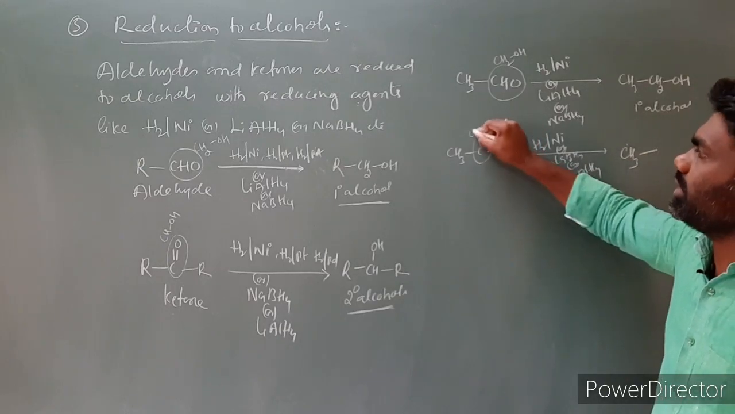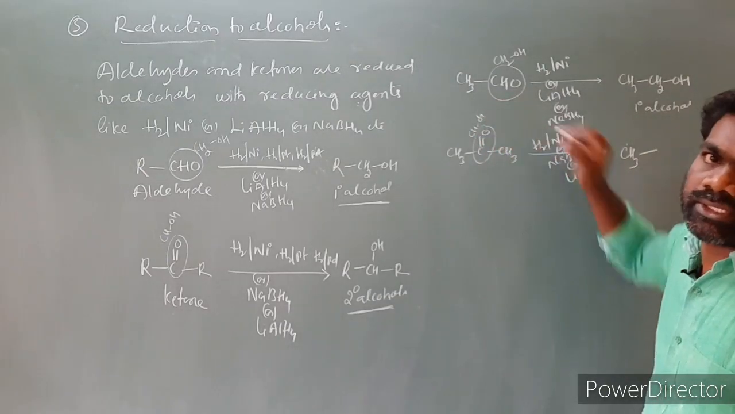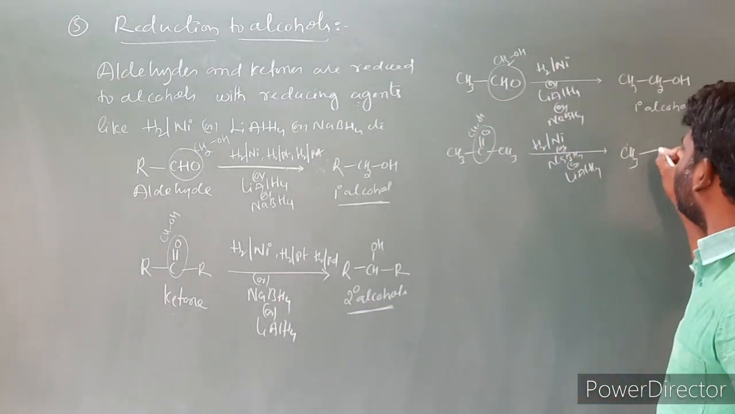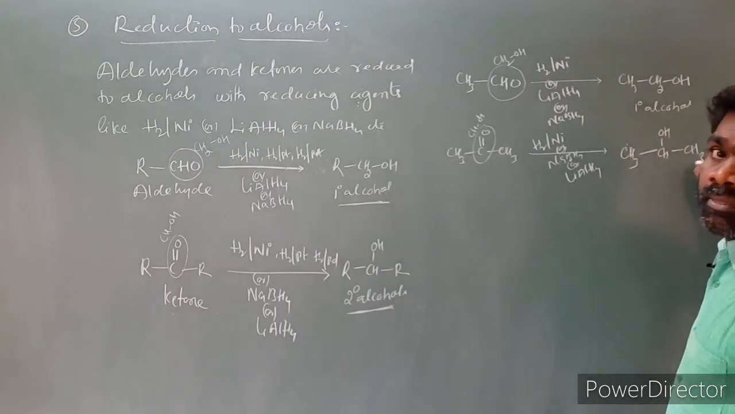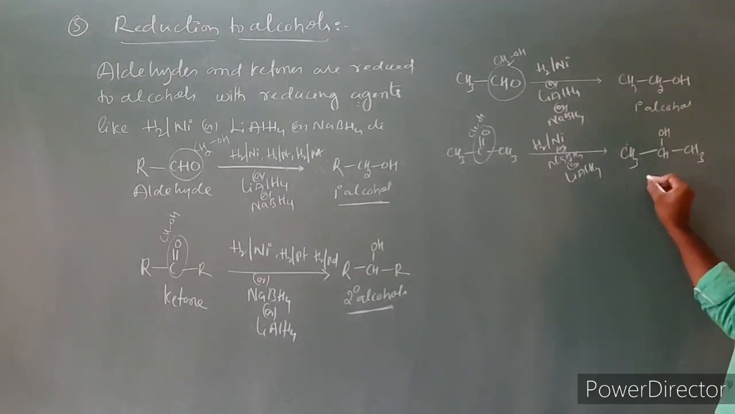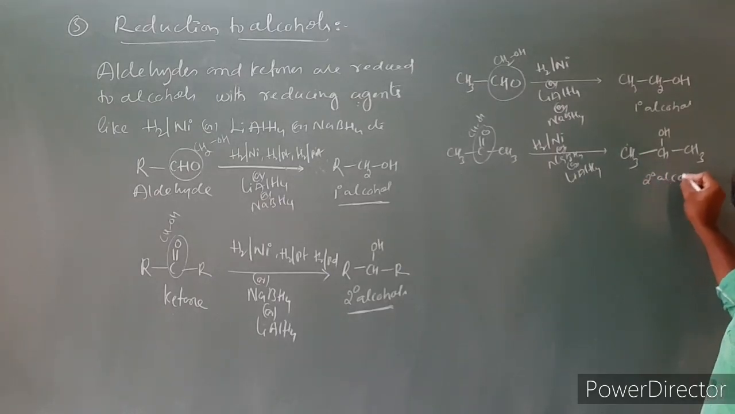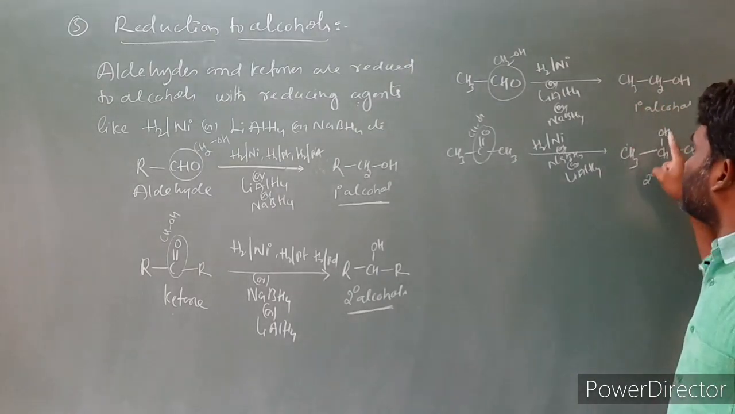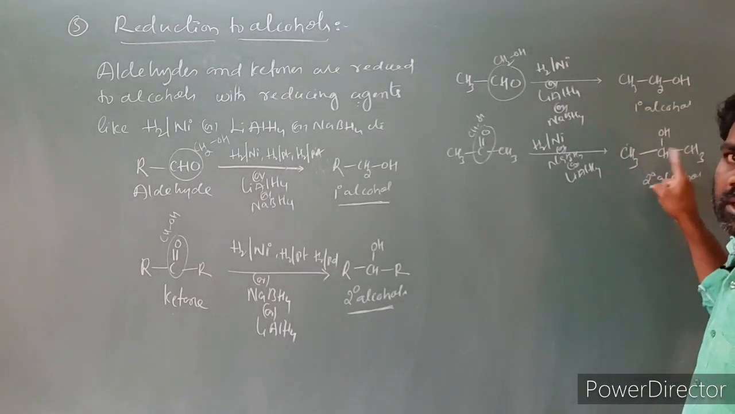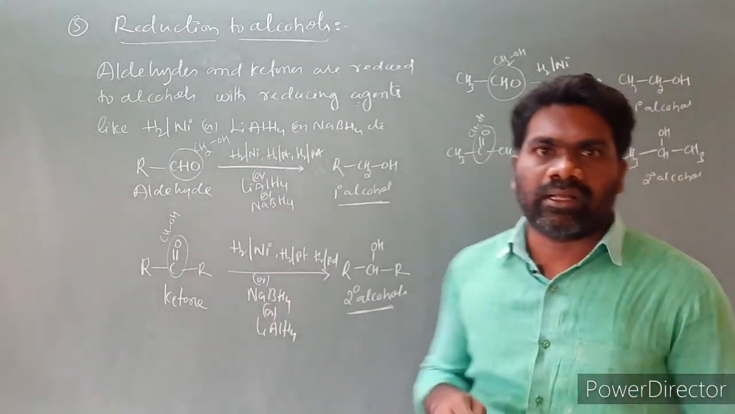CH3, this group converting into CHOH, isn't it? Then the product is CH3-CHOH-CH3. What is this? A secondary alcohol. Look at this carbon: the OH is attached to a carbon that is attached to only one carbon, that is primary. Here the OH-attached carbon is attached to two carbons. So this is a secondary alcohol.